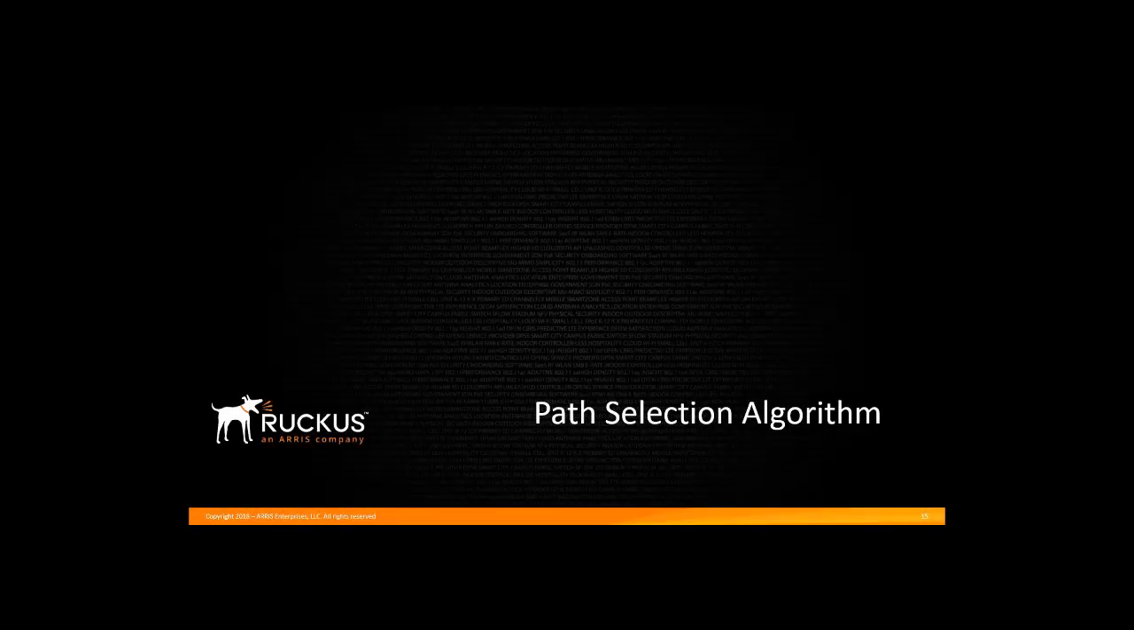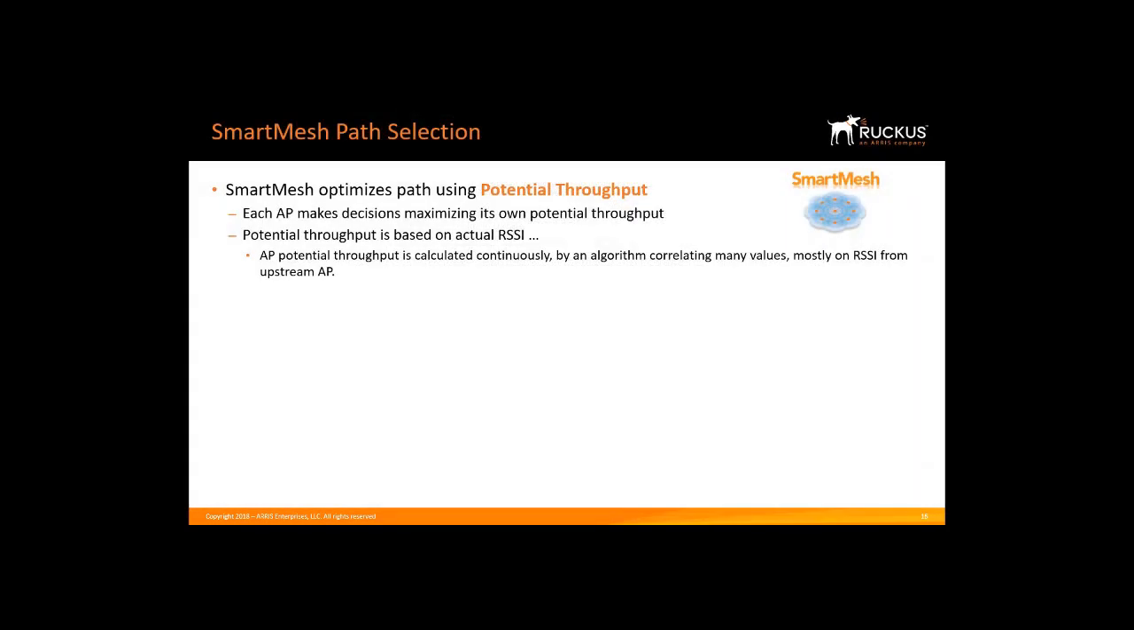In this section, we'll discuss the Ruckus path selection algorithm in SmartMesh. This is the Ruckus software that controls path selection of the access point in a SmartMesh network. SmartMesh optimizes path using potential throughput. Each AP makes decisions maximizing its own potential throughput.